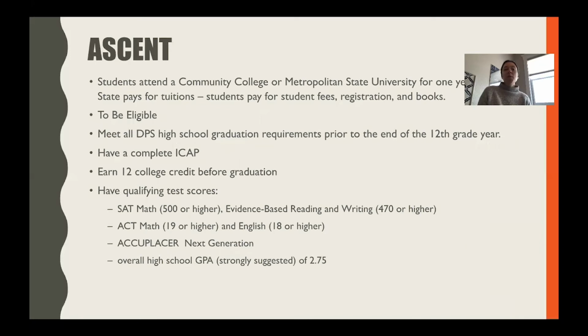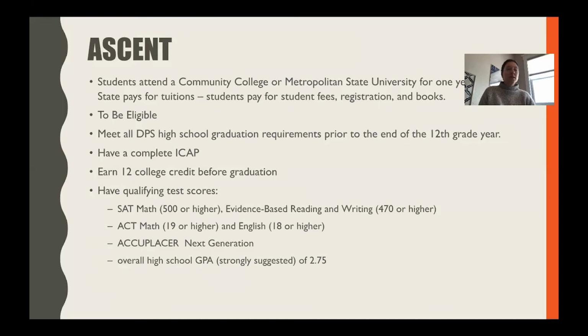So I want to remind students that if you earn 12 college credits while in high school, you would be eligible for the Ascent Program. So the Ascent Program is technically a 5th year, but a student would go full-time to a community college of their choice or Metro, so community college of their choice in Colorado, for 1 year, and the state would pay your tuition. So you do have to have the 12 college credits, be academically eligible, and have a test score that shows that you are college ready.